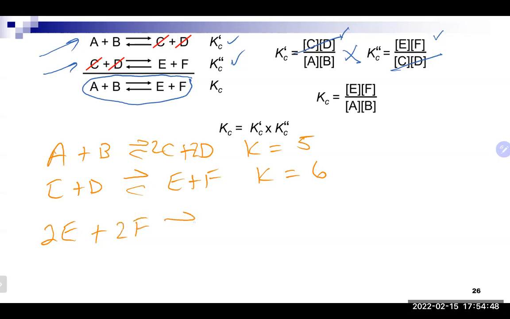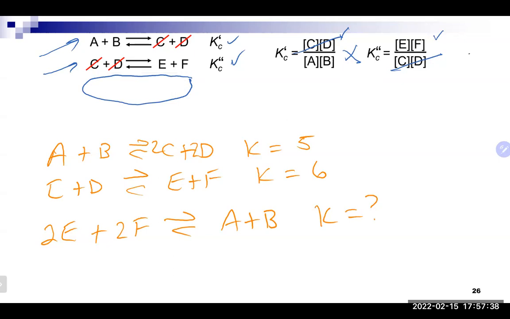2E plus 2F goes to A plus B. So why don't you take a second and see what you come up with. All right, so let's take a look.